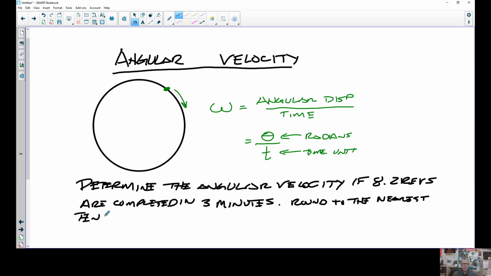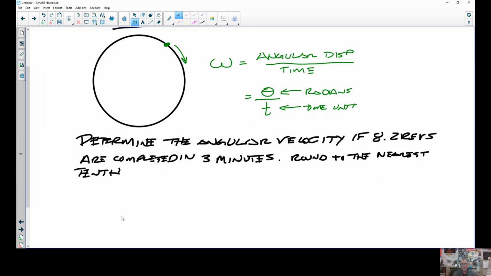All right, so you're going to see these types of problems. So what are we going to do with this? Well, let's look at what we need. They asked you for angular velocity, so we've got to work towards that. We're going to find theta. Theta is the angular displacement. What is the angular displacement? They told us 8.2 revolutions, right? That's how many we've gone, not in a matter of time, just how many revolutions. But we need that as radians, right?